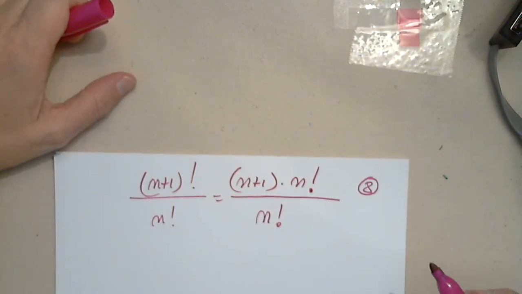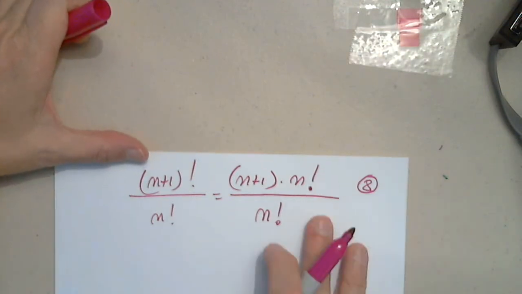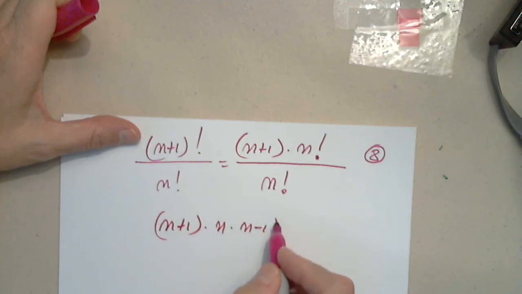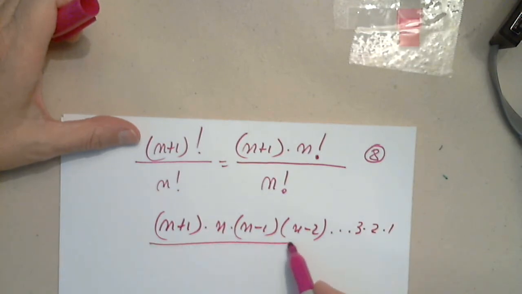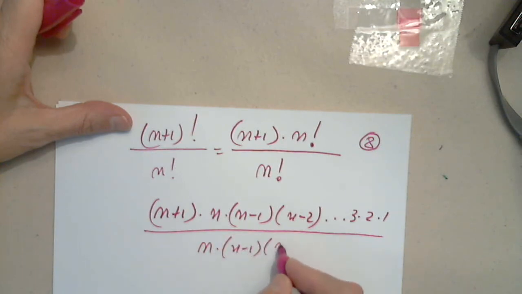Is that clear? Yes. Why stop here? I could continue. I could write n plus 1 times n times n minus 1 times n minus 2 dot dot dot times 3 times 2 times 1. At the same time, I will write the denominator as n times n minus 1, n minus 2 dot dot dot 3 times 2 times 1. But why?